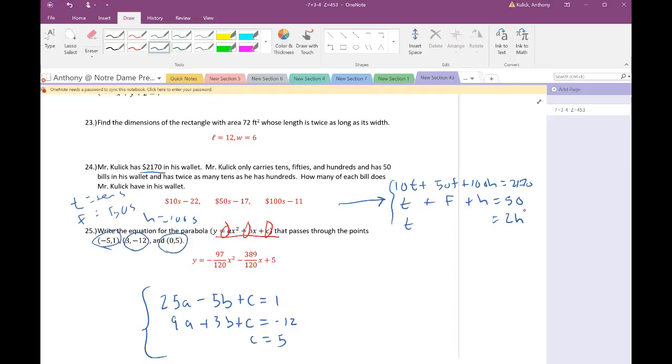So again, in this section, because you're not told to use substitution or elimination, what can you use? You can use a matrix if you felt like it. Although again, it's not too terrible to do via substitution in this case, since you already have T is equal to 2H given to you. It's pretty quick to do that way.